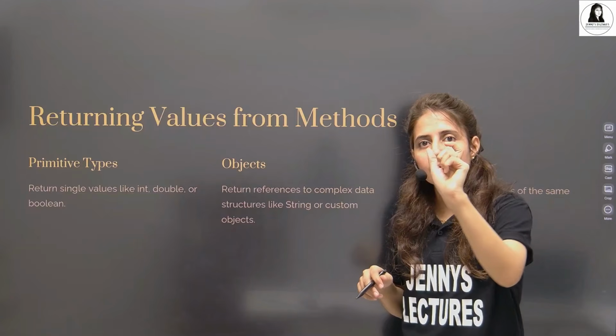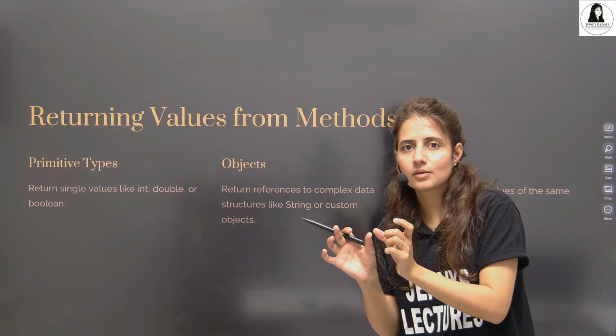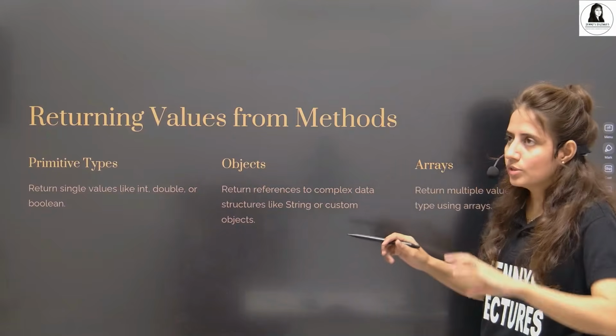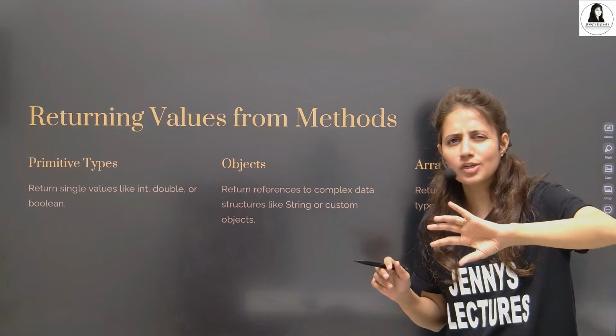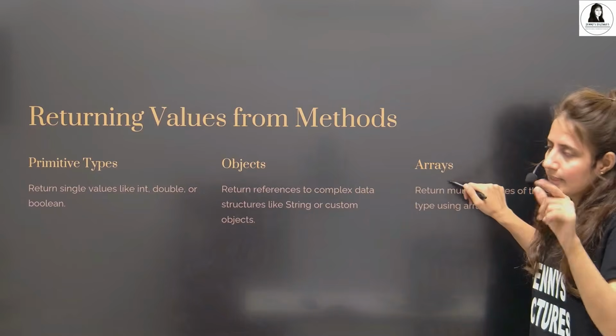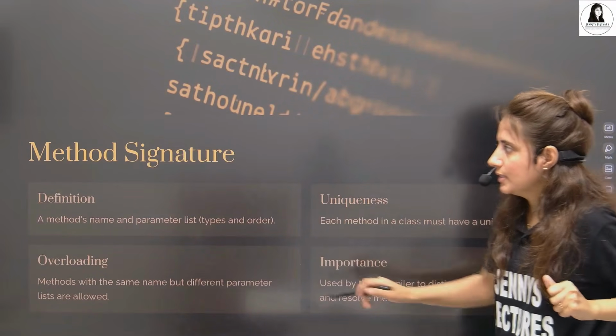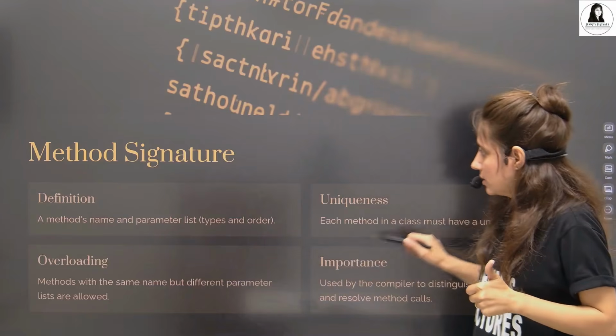When it was returning, return good morning, return Hare Krishna, that was nothing but a string. So it was returning basically an object. String is not a primitive data type. That was basically an object. Arrays we will see later when we discuss them. Method signature I also told you. It's just the method name and the parameter list.